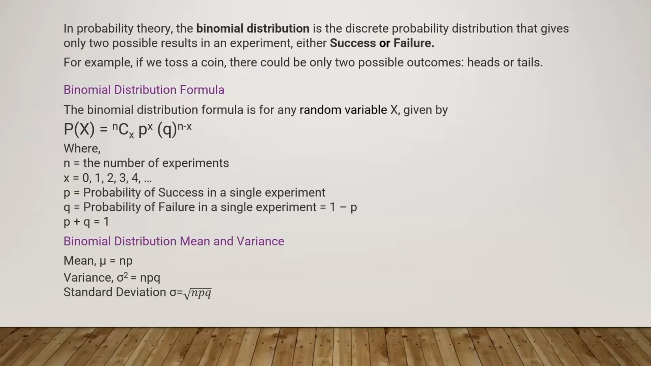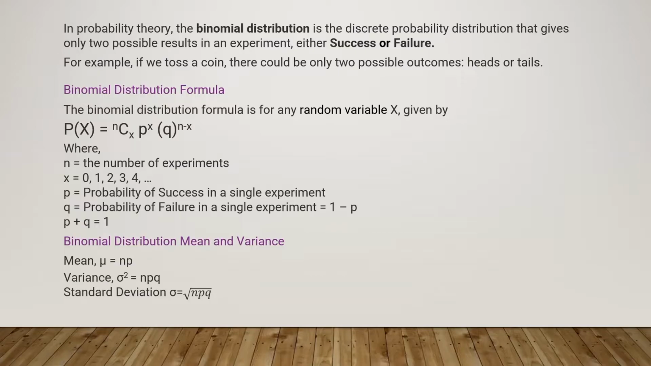The binomial distribution formula for the random variable x is given by P of x equals nCx p raised to x q raised to n minus x, where n is the number of experiments to be carried out, x is a finite value from 0 to n, p is the probability of success in a single experiment, and q is the probability of failure in a single experiment. q equals 1 minus p, where p plus q equals 1.